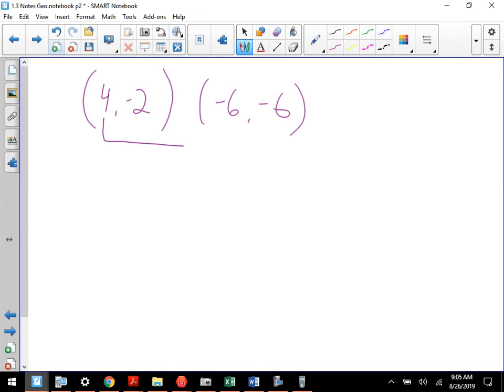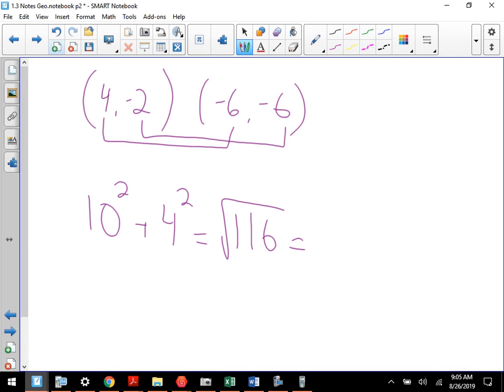How far apart is 4 and -6? Well, those are 10 apart, squared. How far apart is -2 and -6? Those are 4 apart, and I square it. Add those two together after squared, you get 116. And then if you take the square root of that, it gives you 2 root 29. Okay?